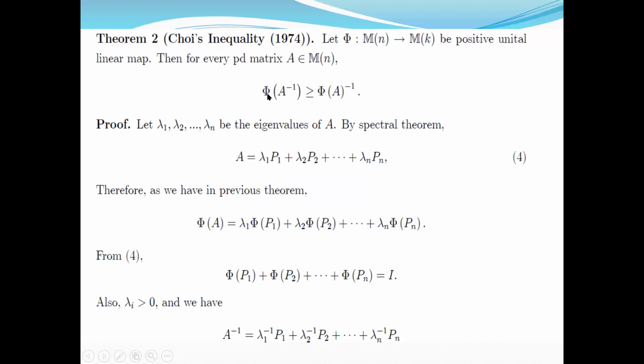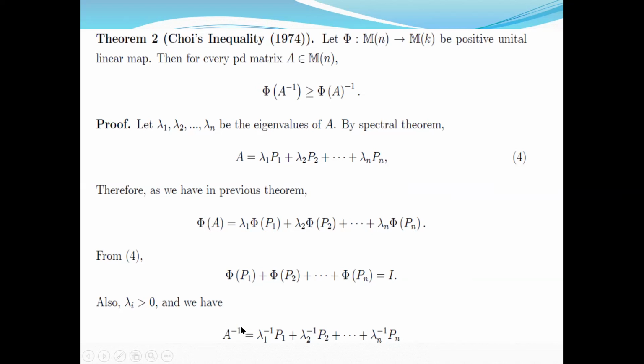Phi is strictly positive, meaning phi of A is also positive definite, and phi of A inverse is also positive definite. Again, a similar type of proof. Lambda i are the eigenvalues of A. Then by the spectral theorem, we can write A in this form, where the Pi are projections. And then phi of A is equal to lambda 1 phi P1 plus lambda 2 phi P2 up to lambda n phi Pn. Also, phi P1 plus phi P2 plus up to phi Pn is equal to the identity.